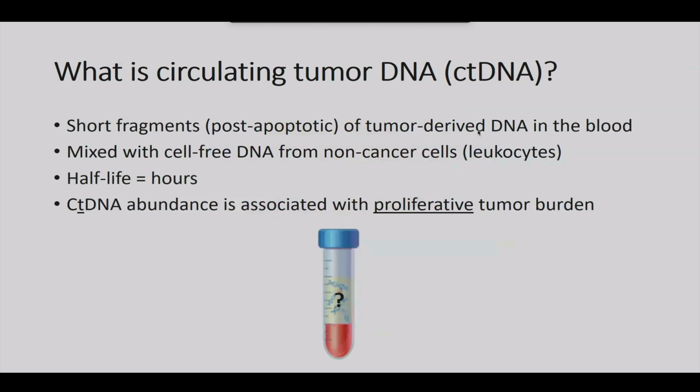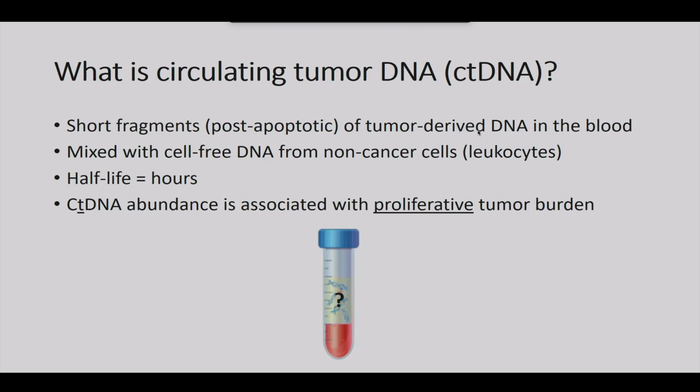So ctDNA is really short fragments of tumor-derived DNA in the blood. It's gone through apoptosis, so it's been already chopped up by the machinery of the cancer cells. And when it's in the bloodstream or the urine, it's mixing with cell-free DNA from normal cells. So in the blood, that means dying white blood cells. In the urine, that will mean cells of the urothelium and so forth. It's got a short half-life because it's cleared by kidneys and your liver and enzymes in the blood.